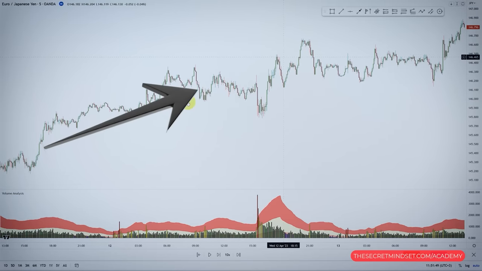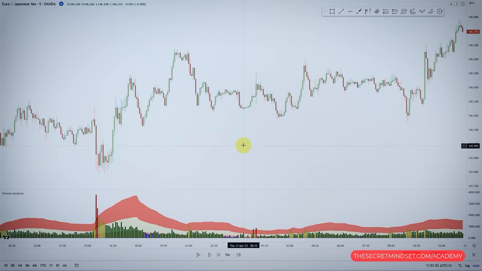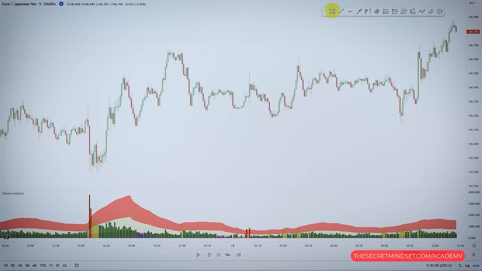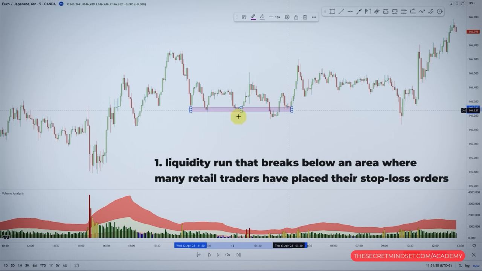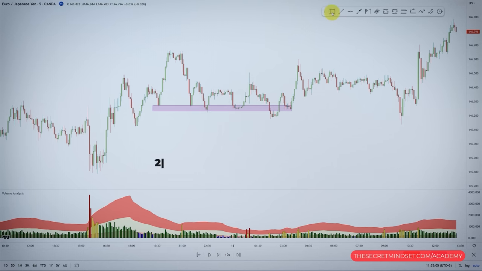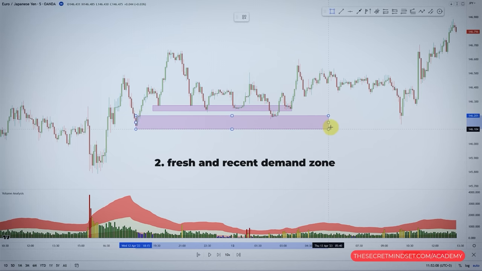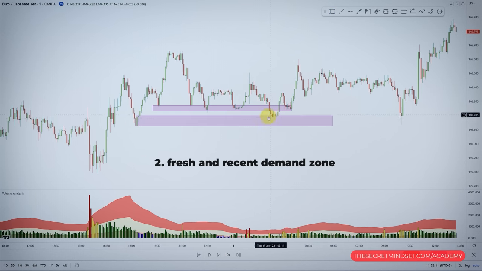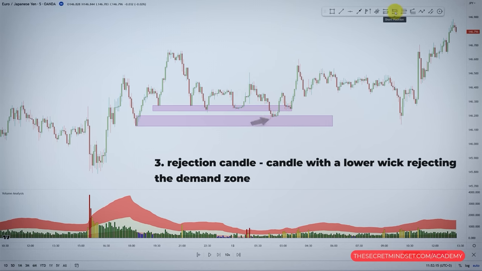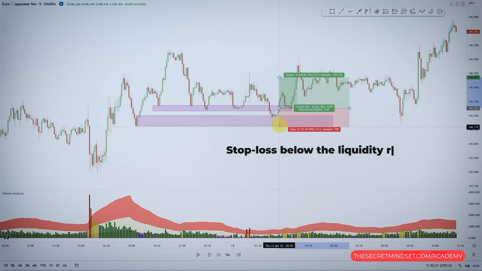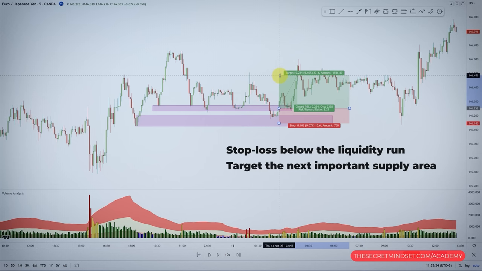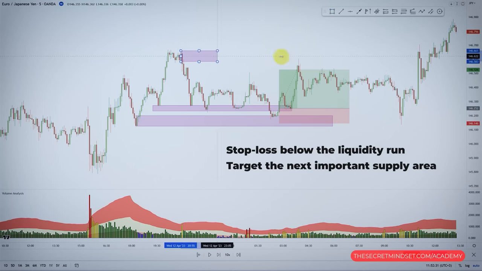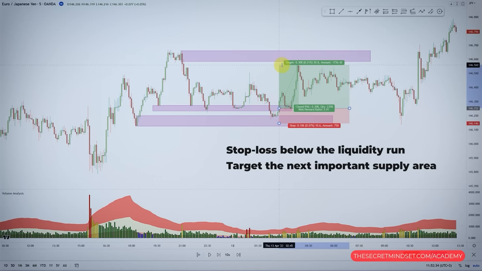Market is in a general uptrend, so the plan is to trade a long position at demand area only after we spot a liquidity clearout. We see this liquidity run that breaks below this area where many retail traders have placed their stop loss orders. We found a fresh and recent demand zone right here. Once the price touched our demand zone, we confirmed its validity after we saw this candle with a lower wick, a rejection candle. A long position after the demand rejection, after the liquidity clearout, was the correct trade in this case. Stop loss below the liquidity run, and you target the next important supply area.